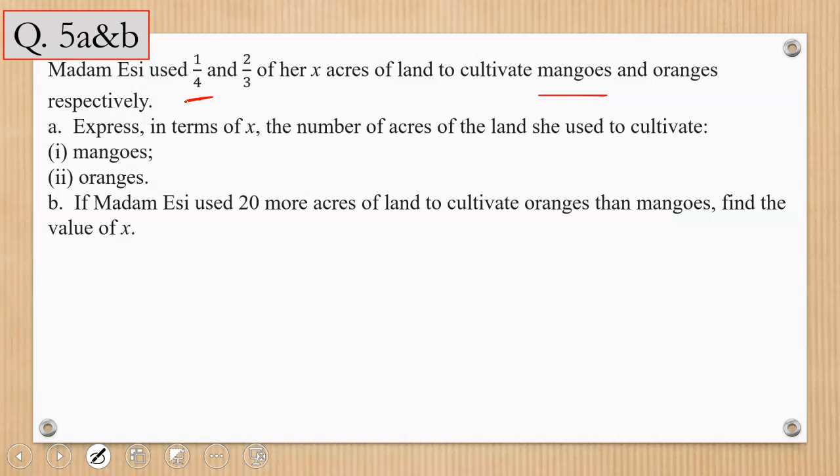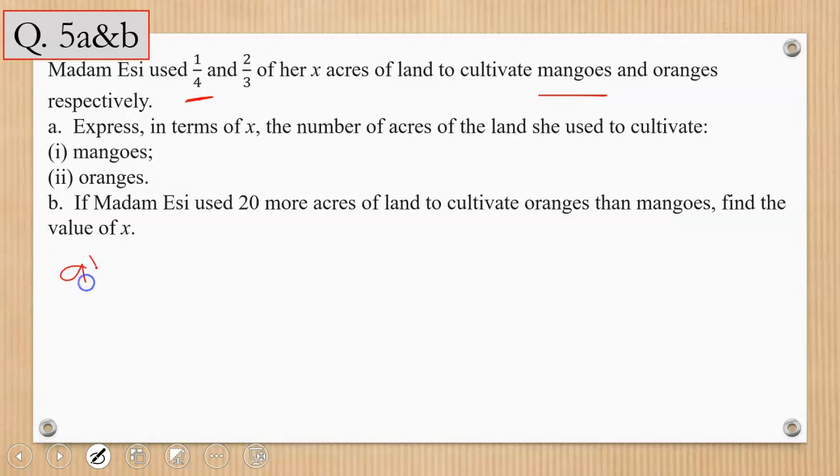We are to express in terms of X the number of acres of the land used to cultivate 1, mangoes, and 2, oranges. Then B, if Madam AC used 20 more acres of land to cultivate oranges than mangoes, we want to find the value of X.